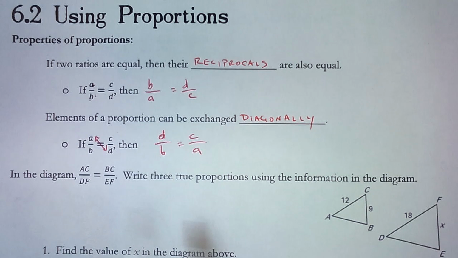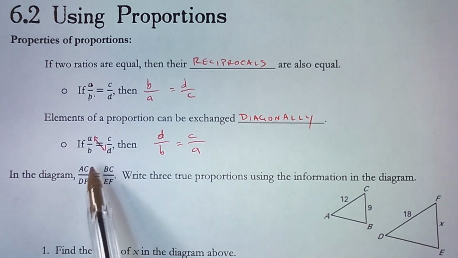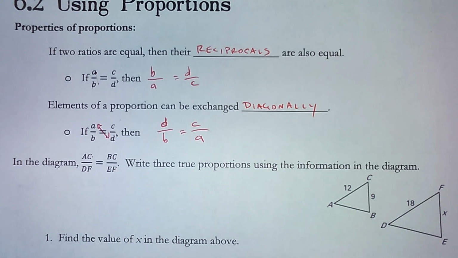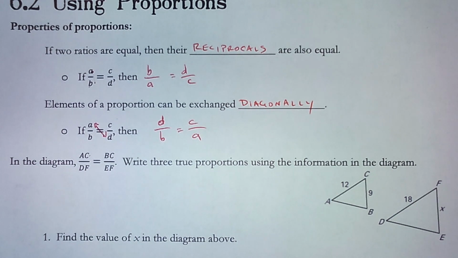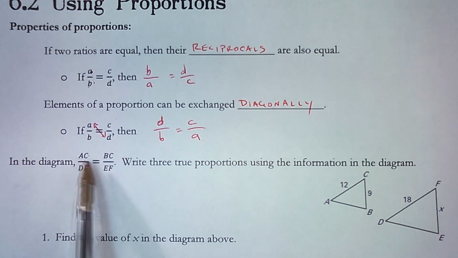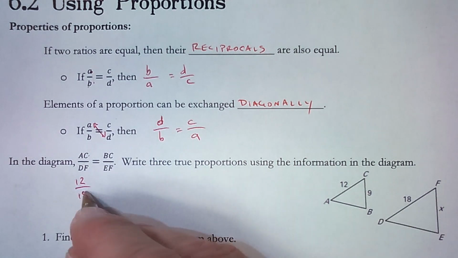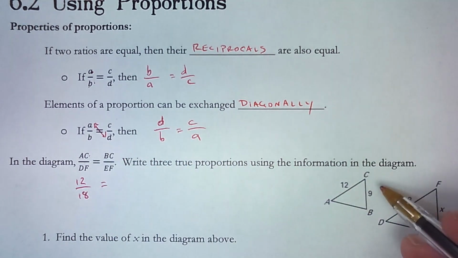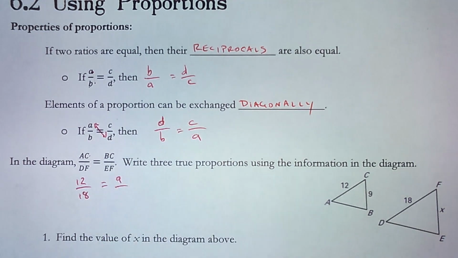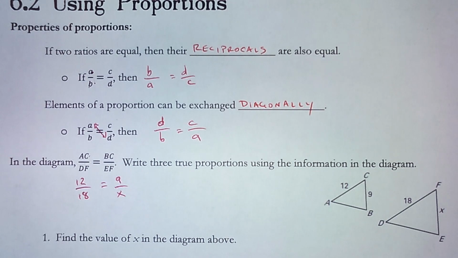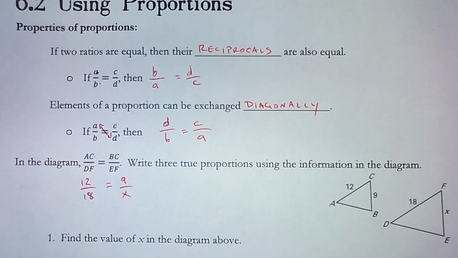In this diagram, the length of AC is to the length of DF as the length of BC is to the length of EF. Write three true proportions using the information in the diagram. So I will start with the proportion that's given. AC has a length of 12, DF is 18, BC is 9, and EF is X. So there is one true proportion, following exactly what was written here.